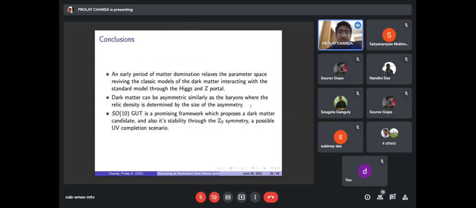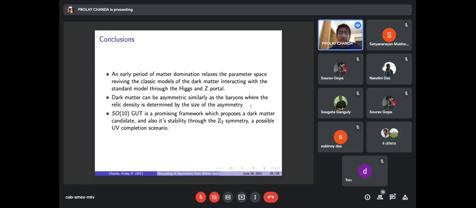Now, with that, I would like to conclude my talk. So, the first point is that if we consider an early period of matter domination, it will relax the parameter space, which will revive the classic models through the Higgs and Z portal. And then the dark matter can be asymmetric, just as baryons. It is a good motivation, and we see that with the idea of asymmetric dark matter, we can still produce a very viable dark matter candidate obeying the current experimental bounds.